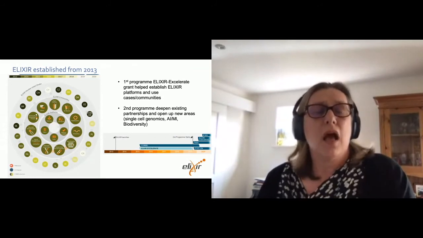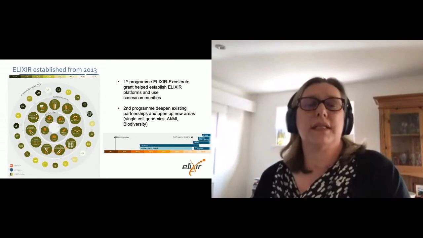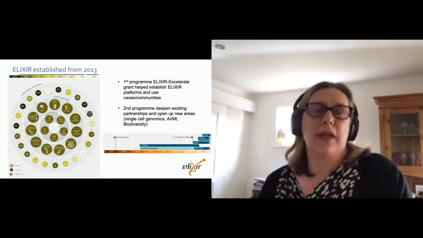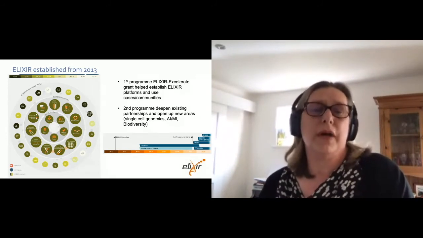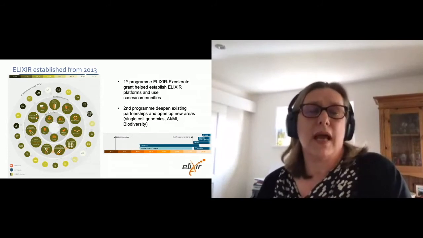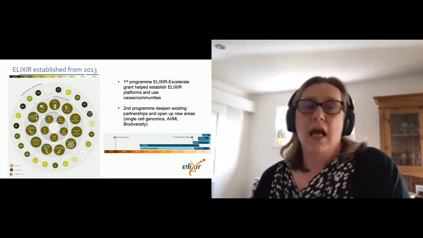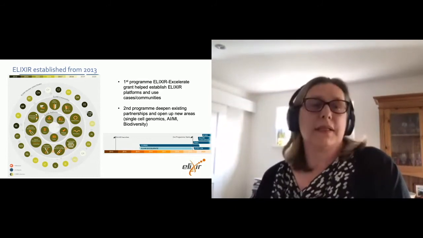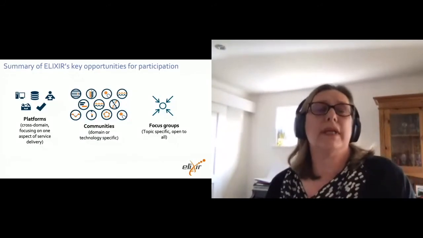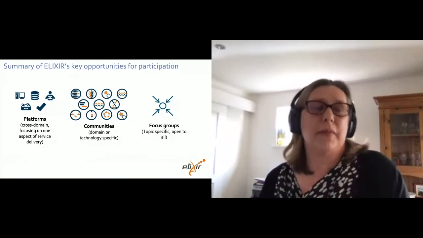We're now going into our second phase of Elixir, which is not just establishing, but deepening the partnerships with the communities and the platforms, and looking around new areas to get engaged with. This is why we're looking at AI and machine learning, as well as other things like biodiversity and single-cell genomics.